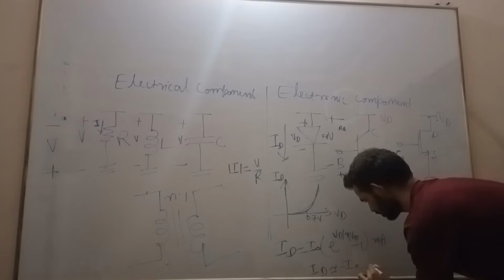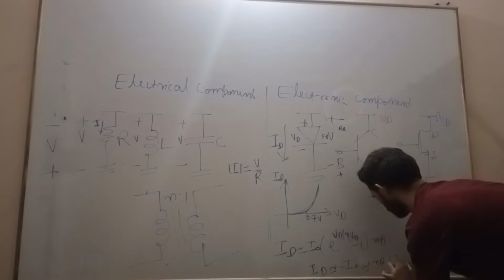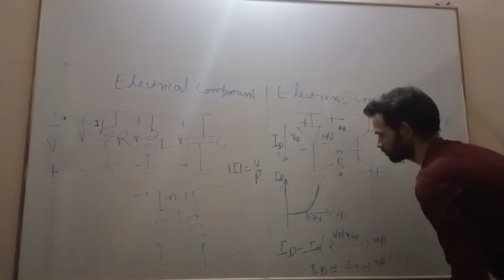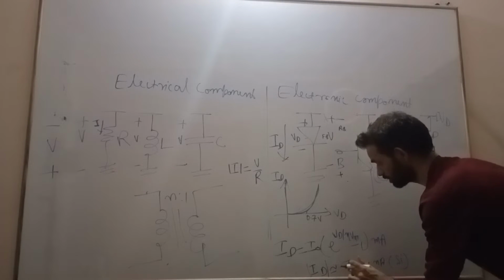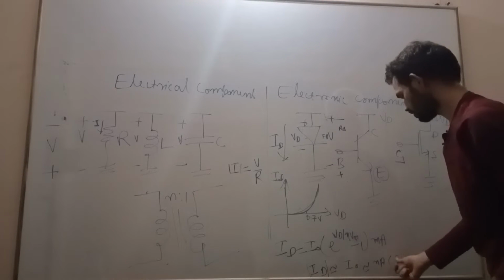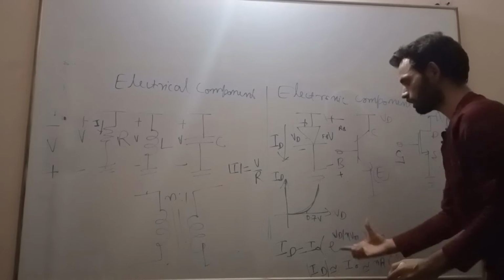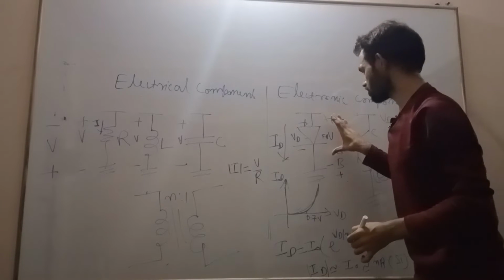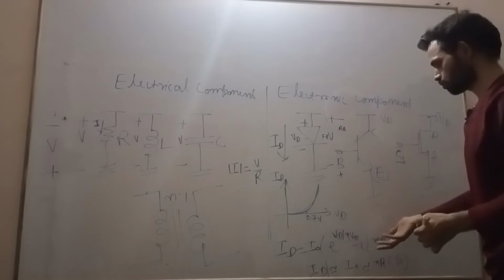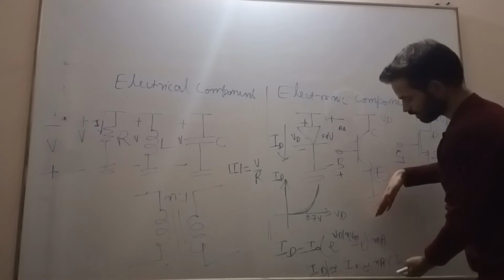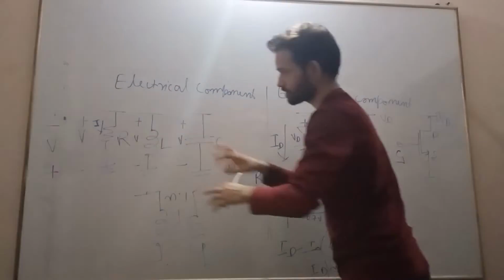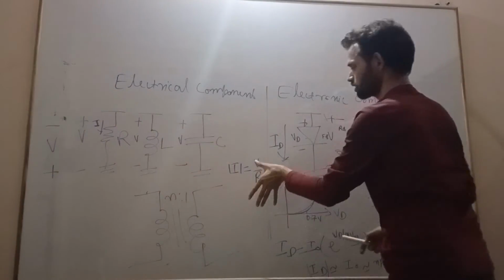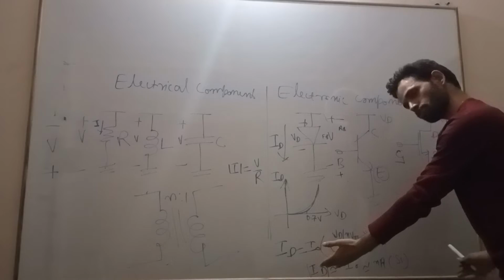Which is in the order of nanoampere in case of silicon material. So the magnitude of current is I naught, which is in the order of nanoampere, after changing the polarity of voltage. In the diode, by changing the polarity of voltage, there is a huge amount of change, but in case of the electrical component, by changing the polarity of voltage, there is no change.